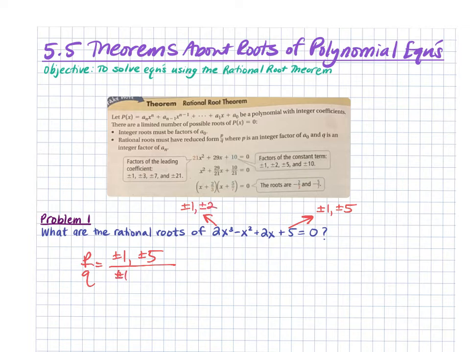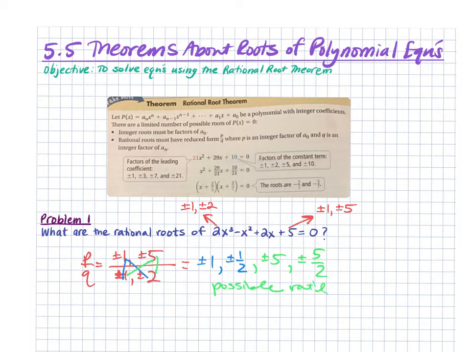Plus or minus 1, plus or minus 2. So then any combination of these. I like to just start with the first one. 1 over 1 is 1, and it's plus or minus 1. 1 over 2 is 1/2, plus or minus 1/2. And then the combinations here, 5 over 1 is plus or minus 5, and then 5 over 2 is plus or minus 5/2. So these are our possible rational roots.